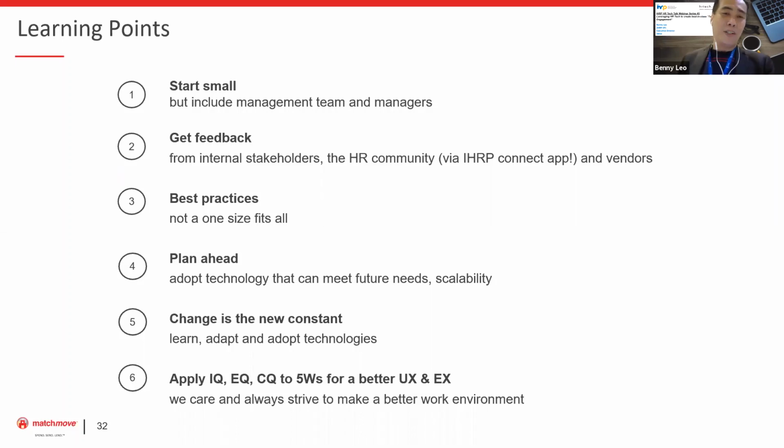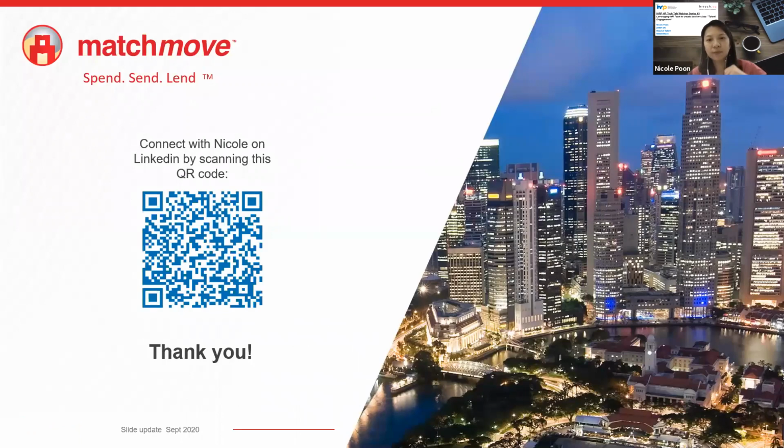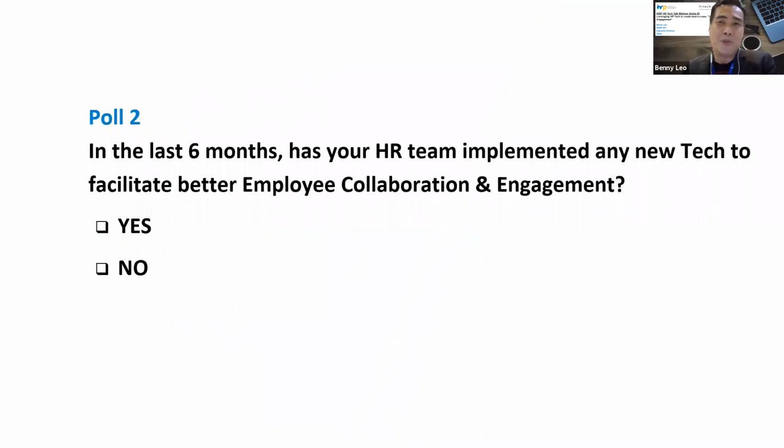Now, before we go to the next speaker, we're going to have another poll to have a feel how you at this point of time feel about the whole thing. Can we have the poll question? Okay. In the last 6 months, has your HR team implemented any new tech to facilitate better employee collaboration and engagement? Very straightforward question. Yes, you have, or no, you have not. Do let us know your response now.